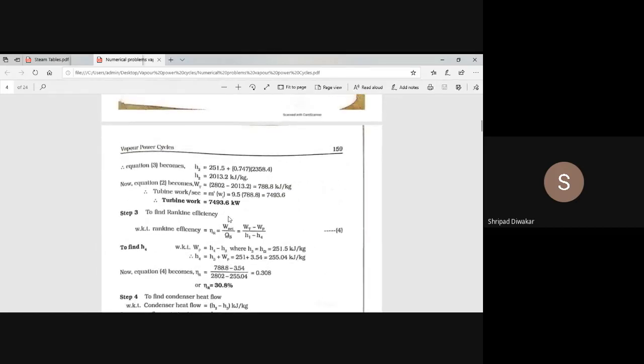What we got is per kg, so once again you have to multiply by the 9.5 steam flow rate. You get 7493 kilowatt. And the pump work we got is only around 33. Hence, pump work is always less compared to the turbine work, which is nearly 7,500, while pump work is around 33. It is far less compared to turbine work. Hence, in some problems, they directly neglect the pump work. If they ask for the pump work, you have to calculate it using the formula.